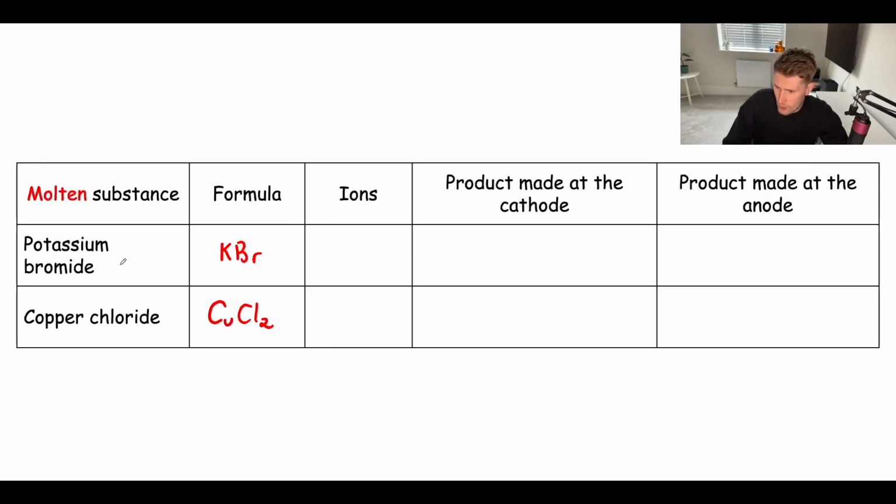So the ions for potassium bromide, we have K plus and we have Br minus. Now, if you remember, opposites attract. So cations go to the cathode, so the cathode is negative, and anions go to the anode, so the anode is positive. So we've got a K plus here. Where's that going to go? Well, it's going to go to our cathode. But we don't form ions at the cathode, we form elements. So something must happen to this potassium for it to become an element. So the potassium, the K plus, gains an electron to become potassium as a solid.